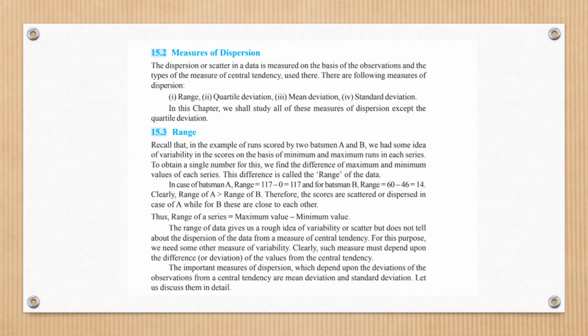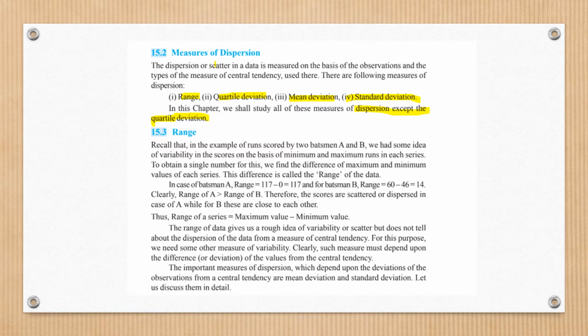Now, what are measures of dispersion, right? The dispersion or scatter in a data is measured on the basis of observation and the types of measure of central tendency used there. And the measures of dispersion are your range, your quartile deviation, your mean deviation, and standard deviation, right? And in this chapter, we shall study all of these measures of dispersion except the quartile deviation, right? So quartile deviation is not a part of our syllabus, right? So let us start with your range.